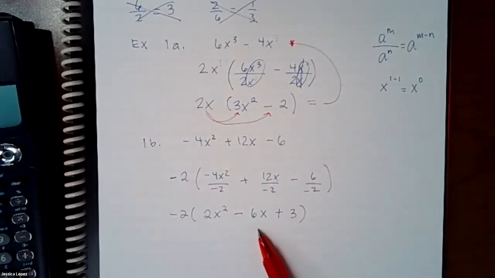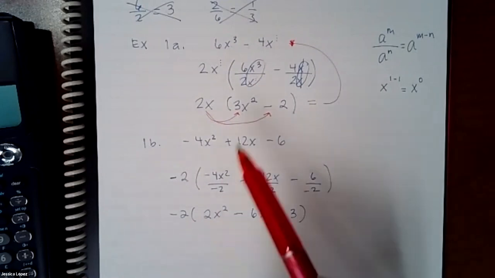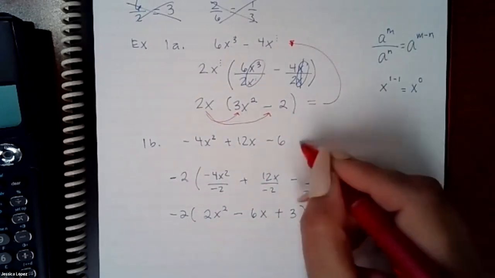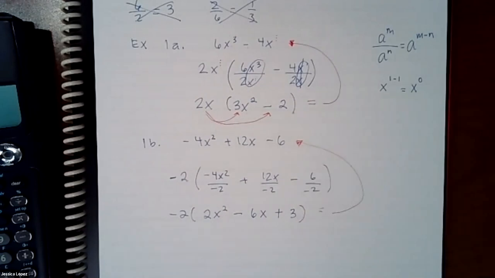I can do the same thing down here. I can distribute that -2 and see, does it equal this up there? If it does, then you have factored it correctly. If it doesn't, you probably have an error somewhere in your factoring, or it could even be possible that your error is in your multiplication. So you definitely want to double check everything if it's not coming out the same, okay?